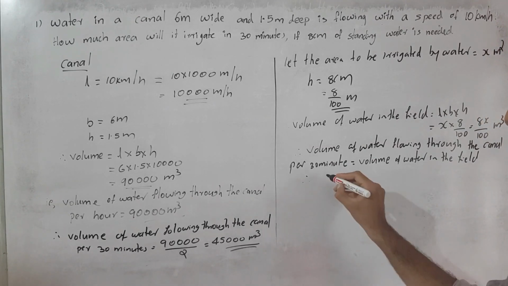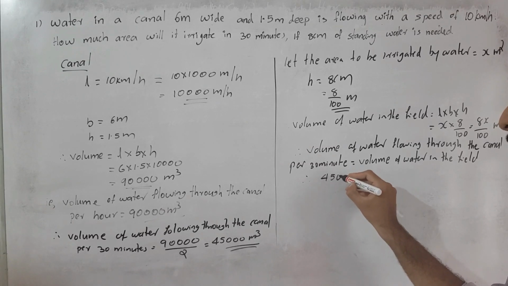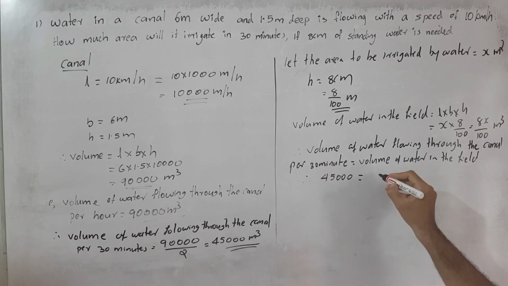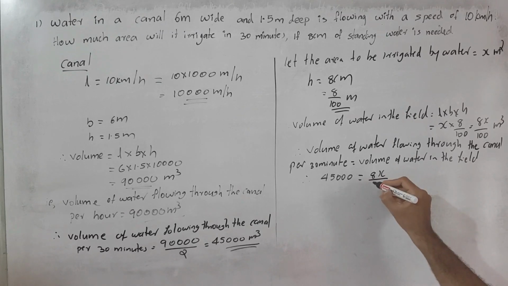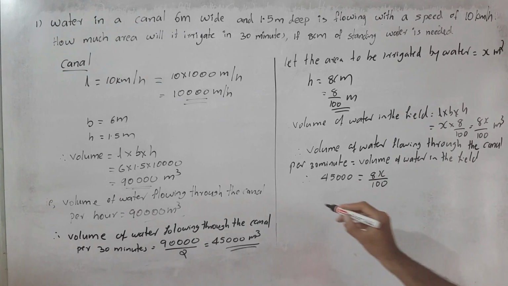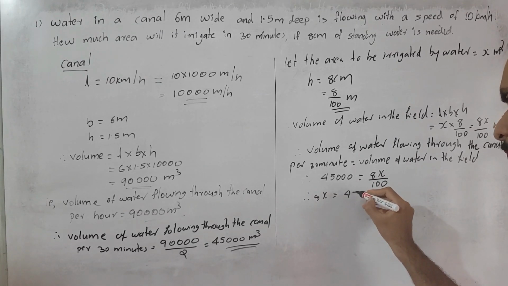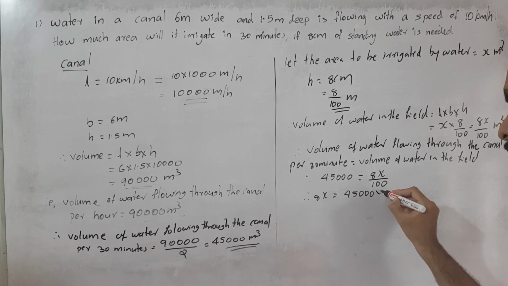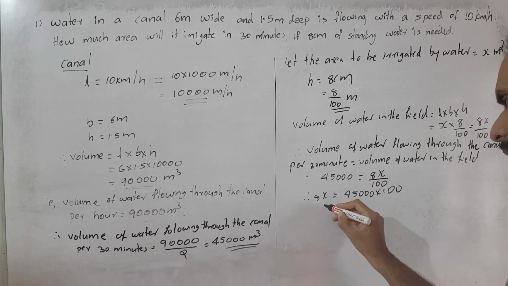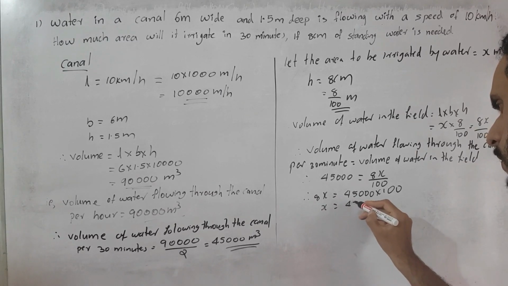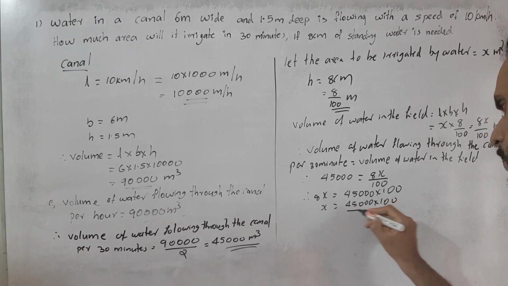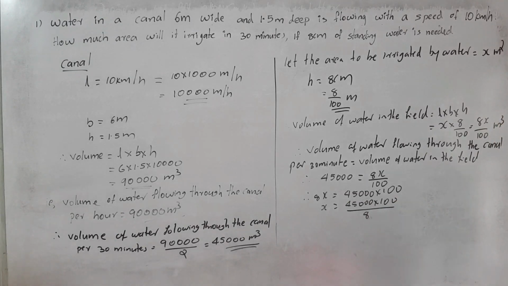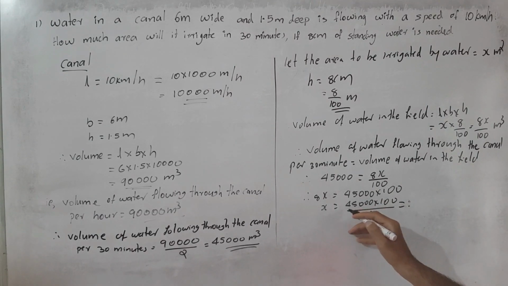Therefore, yes, 45,000 is equal to 8x by 100. Okay, therefore 8x is equal to 45,000 into 100. Then x is equal to 45,000 into 100 by 8. Okay, then is it possible to divide? Then what do we get? It is possible to divide 45,000 divided by 8.